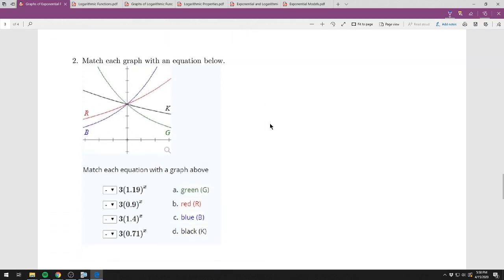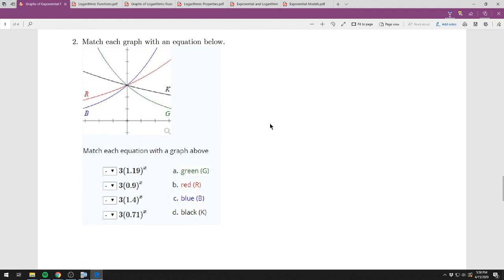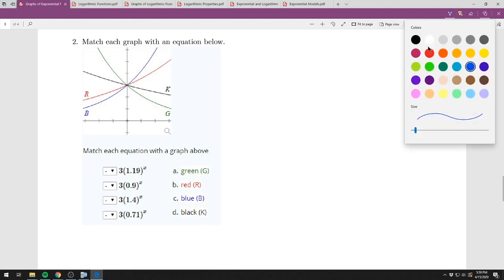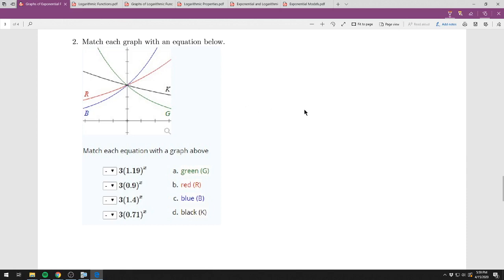All right, so the next one is really going to be about how the different base changes. So if the base is bigger than 1, we know it's increasing. If it's smaller than 1, it's decreasing. But how do we know how much it's increasing or decreasing by? So I'm going to go ahead and write in a comment here on the side how you would think about this, because if you try to graph all these on your calculator at once to compare them, you might get the stuff way too close together and you might not be able to tell the difference.